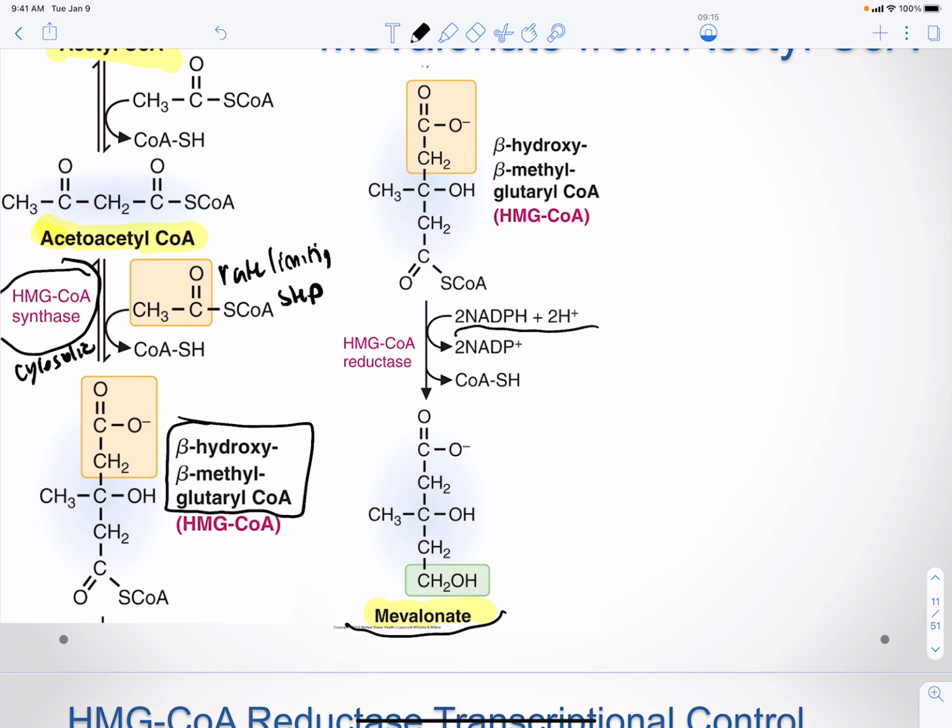Now, the commitment step is going to be an important point of regulation. And the commitment is going to be in this reduction of HMG-CoA to mevalonate. So keep in mind, there is a difference between rate limiting and commitment step. So the commitment cannot be reversed. Okay, so once you get mevalonate, you have to go on to make cholesterol.